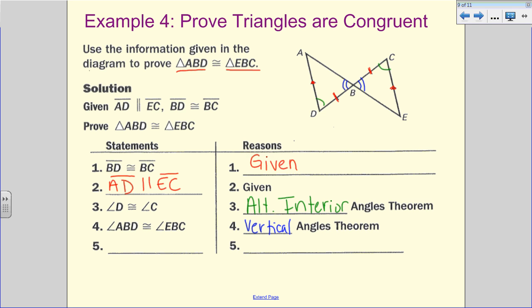Well, if we look at what we've marked in our diagram now, I'm going to unhighlight these so that you can see that those are just the parallel symbols. But if I look at the congruency, I've put in two angles and the side in between them. And so I now have angle, side, angle congruence. And that tells me that triangle ABD is congruent to triangle EBC. All right?